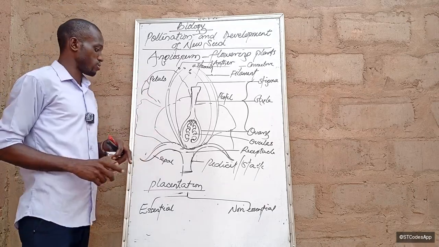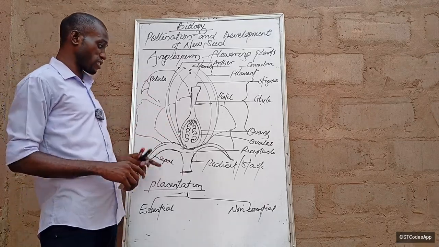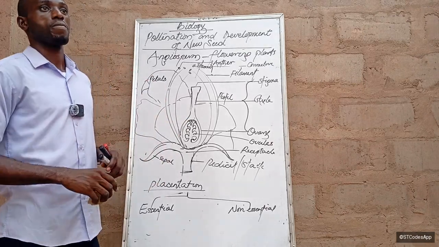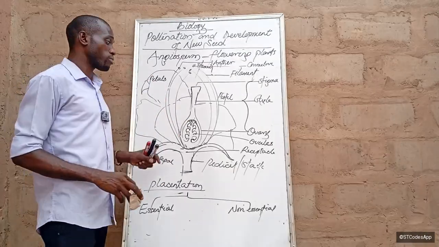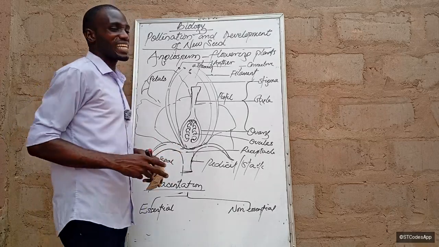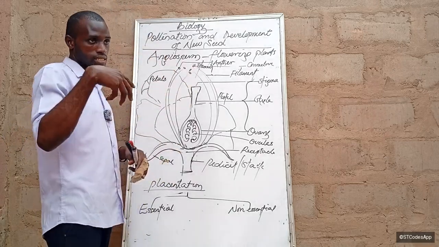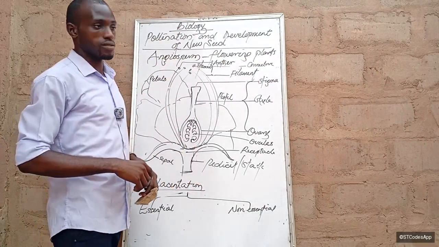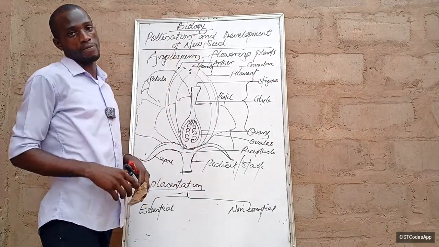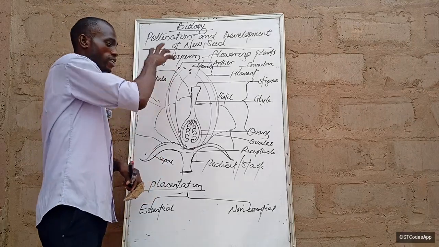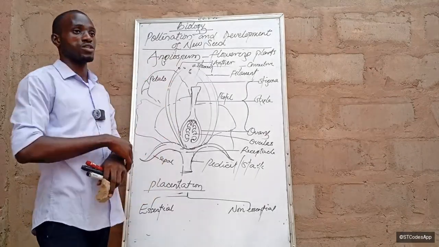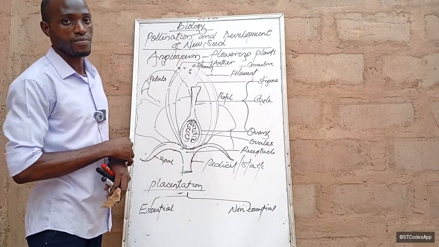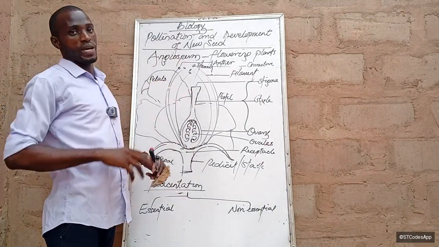Now, what does the petal do? We've mentioned the function of the sepal. The petal, because it is brightly colored, serves as an attractant to insects, so that they can help to pollinate this flower. Insects will be attracted to the flower, and they will help in the pollination of this flower. Or birds will be attracted.